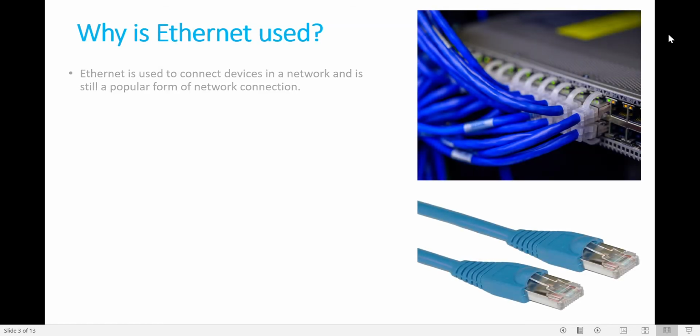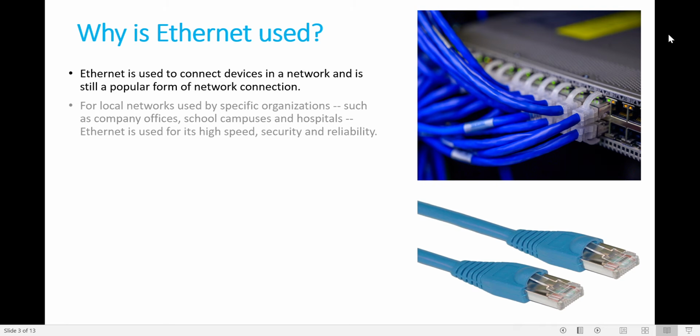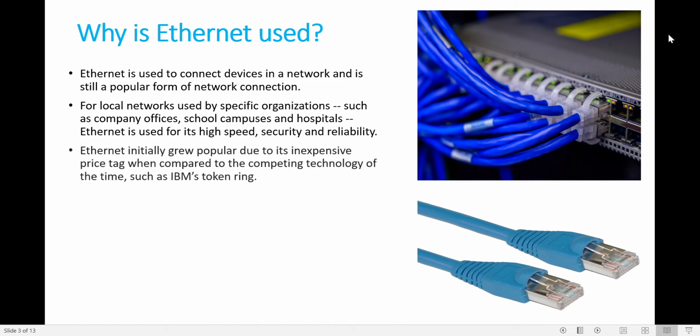So let's see now why Ethernet is used. Ethernet is used to connect devices in a network and is still a popular form of network connection. For local networks used by specific organizations such as company offices, school campuses, and hospitals, Ethernet is used for its high speed, security, and reliability.